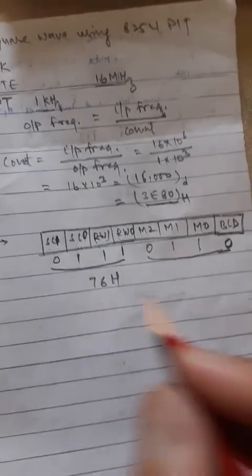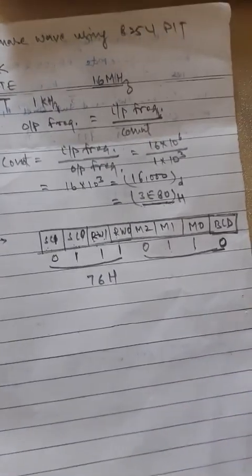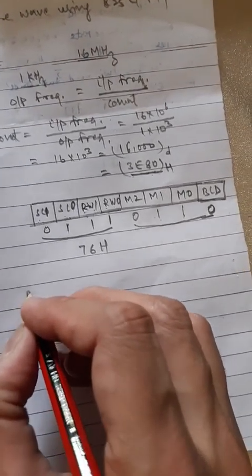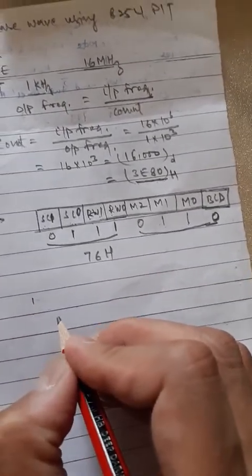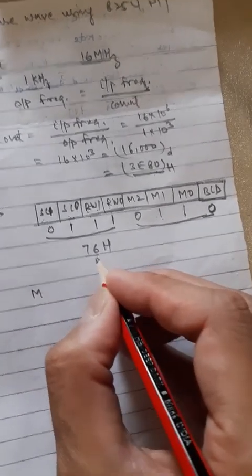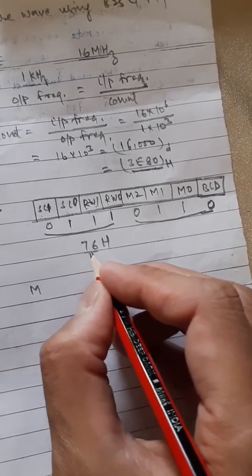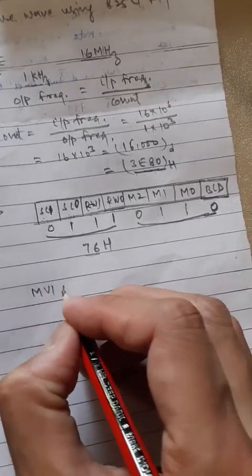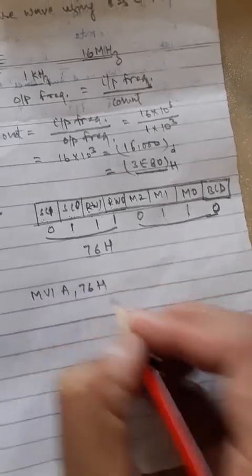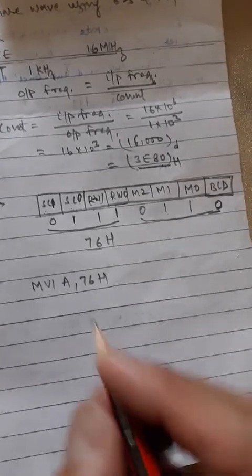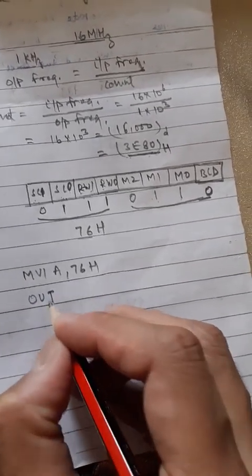First of all, before writing the square wave program, we need to give this command word to the 8254. So how do we write the program for a square wave? First of all, we will give this command word to the 8254. I will take this command word into the accumulator. So MVI A, 76H. This 76 comes into the accumulator. Then I will give it to OUT.